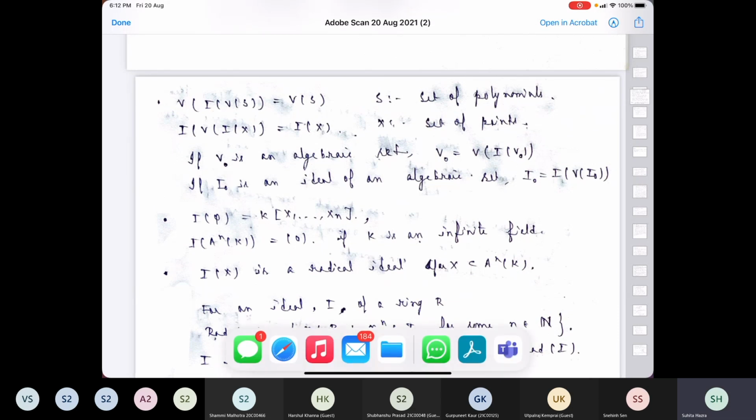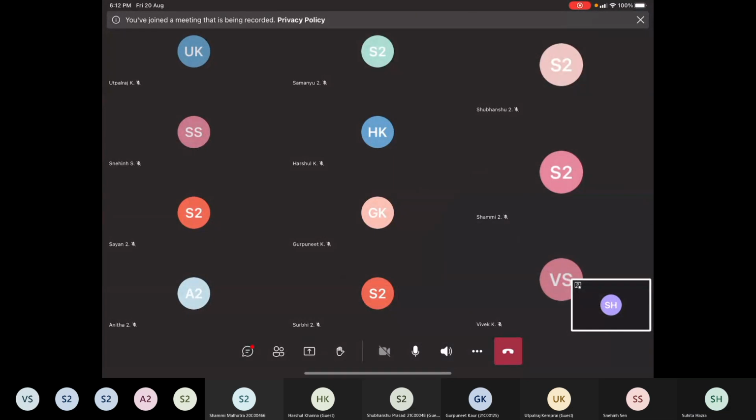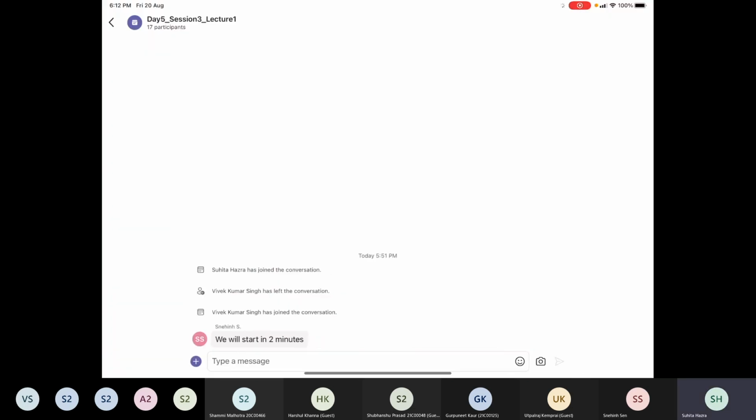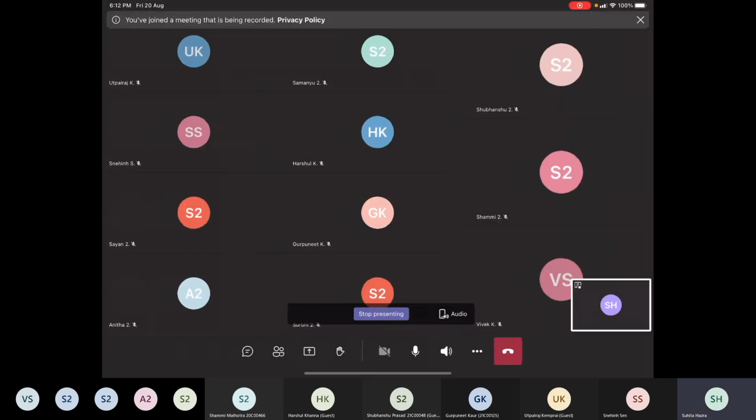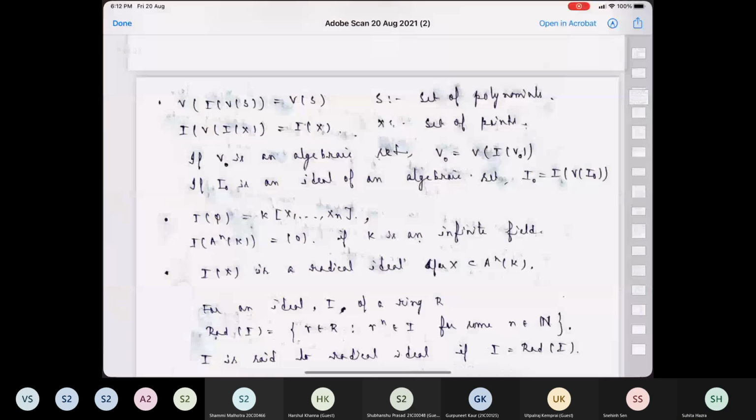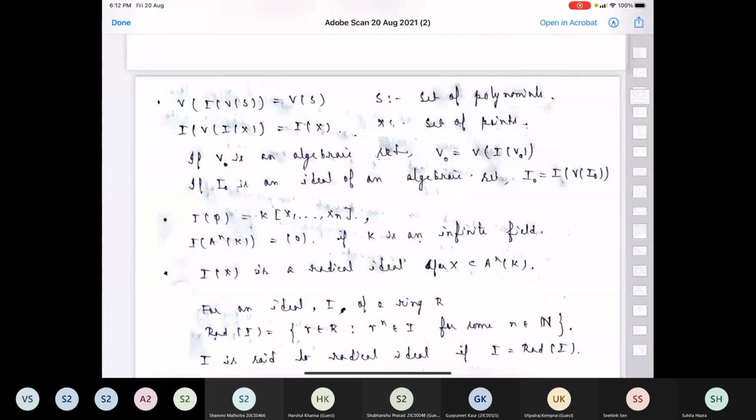Should I proceed? Actually, I cannot see the chat box. Okay, then I think I can proceed.